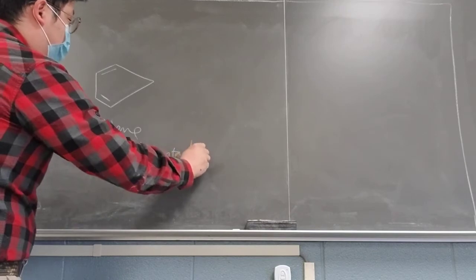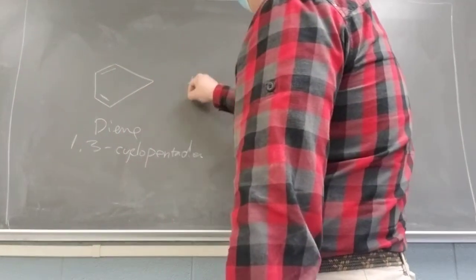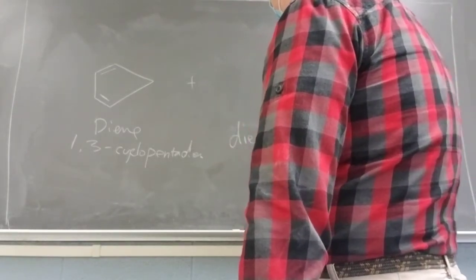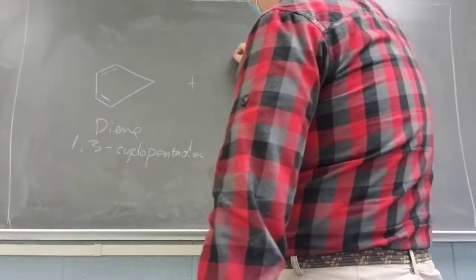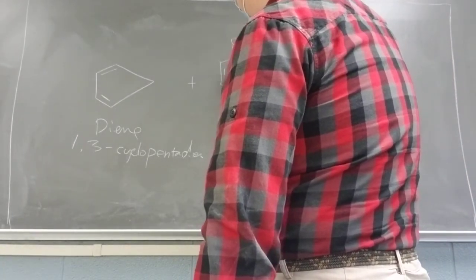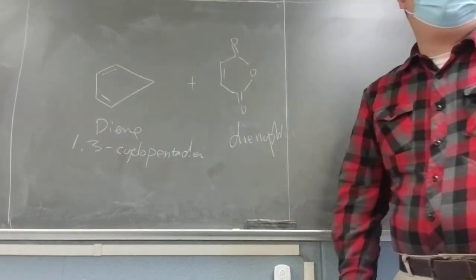Cyclopentadiene. So it's a cyclic compound. We also have a really good dienophile too. That is the maleic anhydride. So if you look at this one, this is a really good dienophile for sure, right?